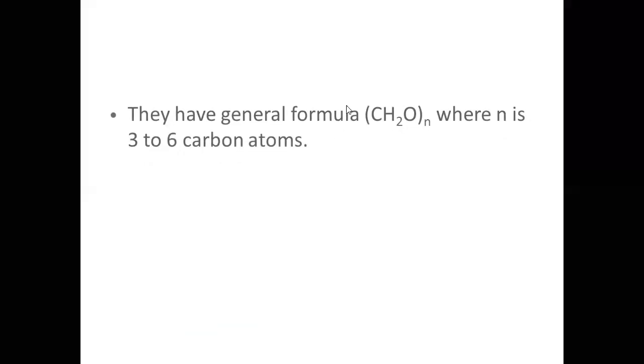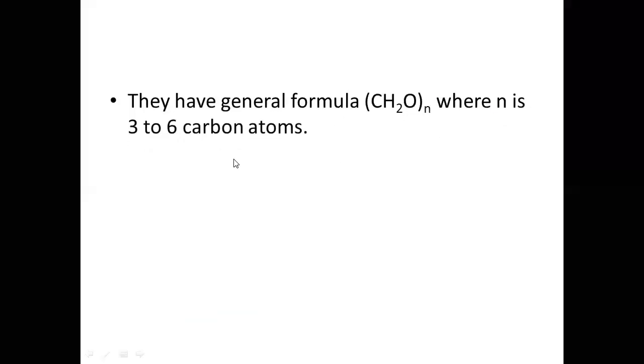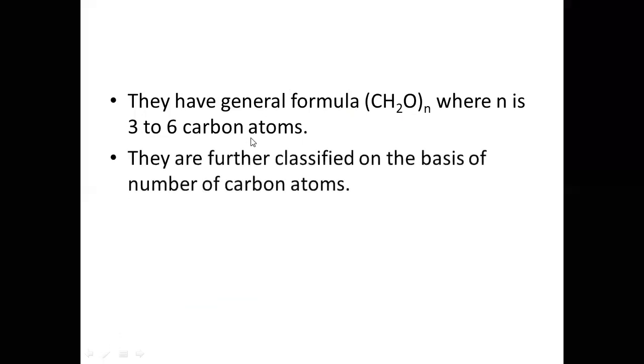They have the general formula (CH2O)n, where n is 3 to 6 carbon atoms. Monosaccharides have carbon atoms from 3 to 6, and they have the general formula (CH2O)n. They are further classified on the basis of the number of carbon atoms. If the monosaccharide contains 3 carbon atoms, the minimum is 3 carbon atoms. There is no carbohydrate which contains fewer than 3 carbon atoms. The smallest, the simplest one, is the 3 carbon containing monosaccharide, which is called trioses.